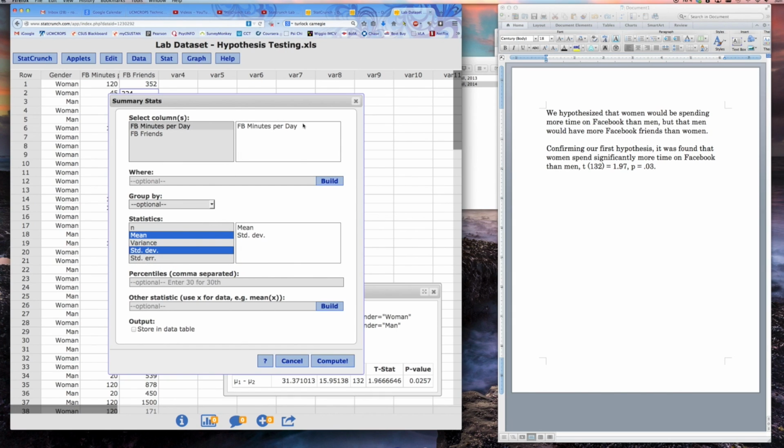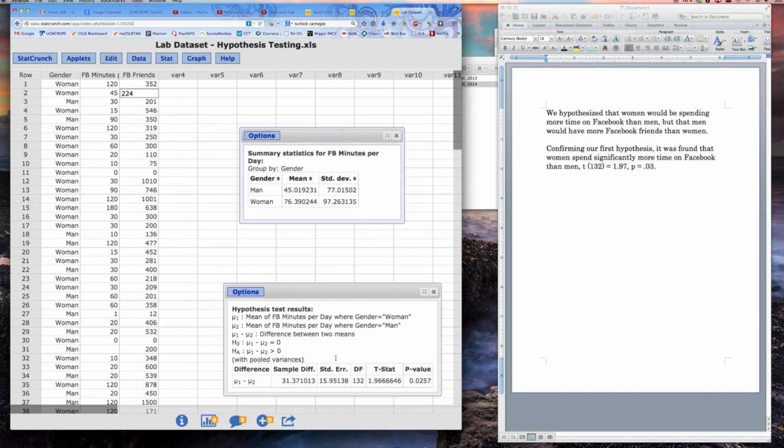So we have our dependent measure, Facebook minutes per day. We're going to look at the mean and standard deviation, and then we're going to group it by gender. So we have one for men and one for women. So if we hit compute, we get the means and standard deviation for both. And it actually looks like there's quite a few more minutes that women are spending versus men on Facebook each day. About 76 compared to 45 minutes. So if we go back here, we're going to input those statistics wherever they make sense to do so. In other words, right after mentioning the first and second groups.